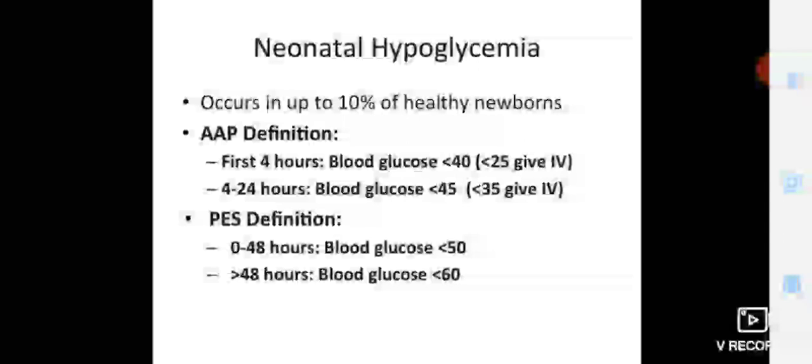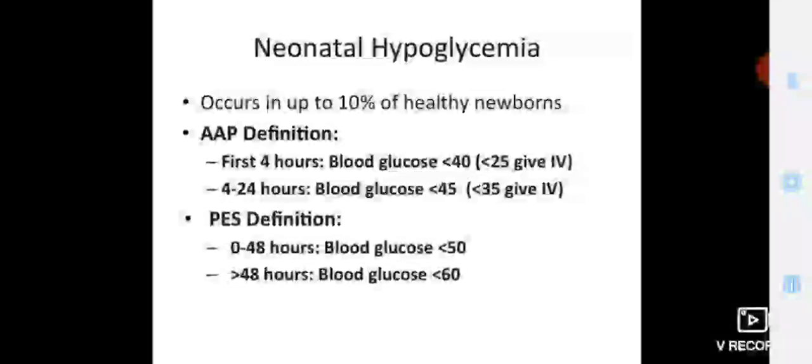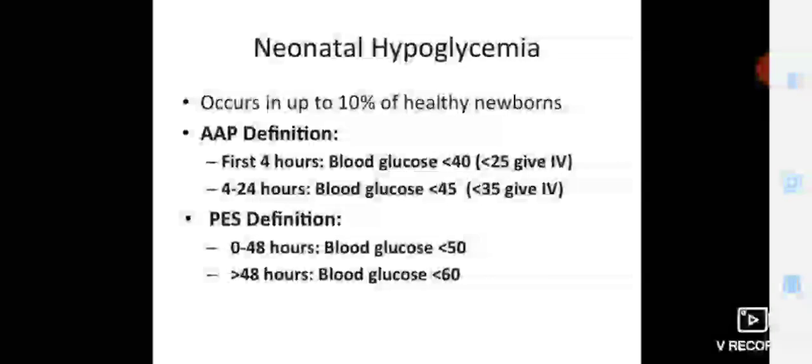In contrast, the Pediatric Endocrine Society defines hypoglycemia within the first 48 hours as a blood glucose less than 50, and hypoglycemia as less than 60 beyond 48 hours. We will be focusing on the AAP definition in this lecture, but it is important to realize that generally, after 48 hours after birth, blood glucoses should be greater than 60, as defined by the Pediatric Endocrine Society.